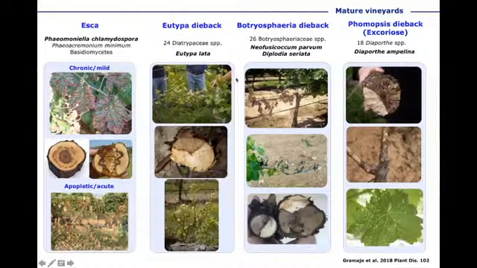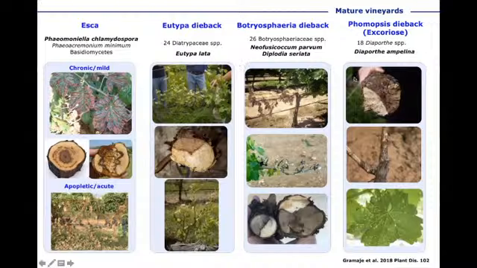Foliar symptoms of Eutypa dieback include stunted shoots with chlorotic leaves that are often cupped and with necrotic margins. Eutypa dieback is caused by 24 species in the Diatrypaceae family, the most virulent and common of which is Eutypa lata, and is the only species known to be responsible for the foliar symptoms.